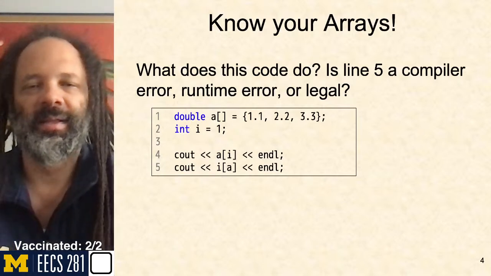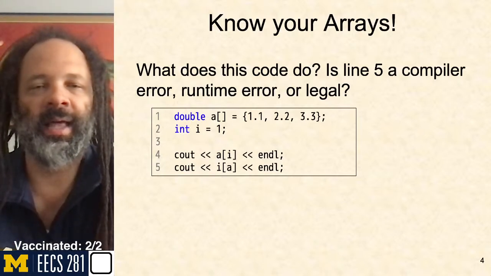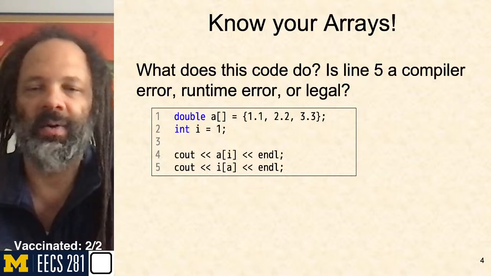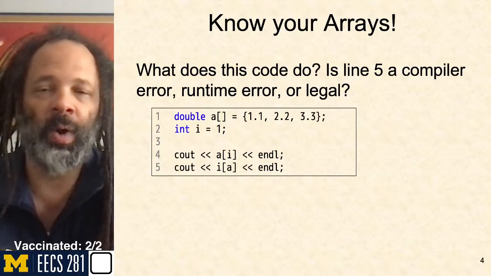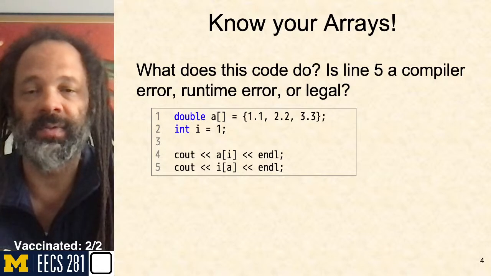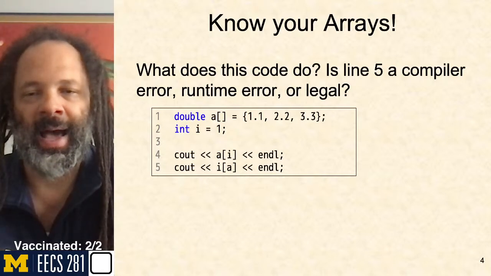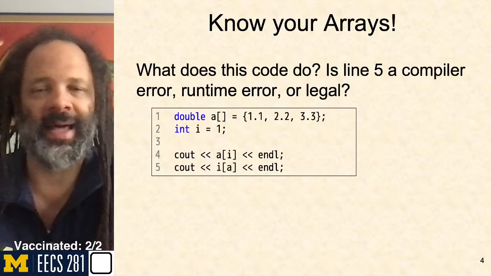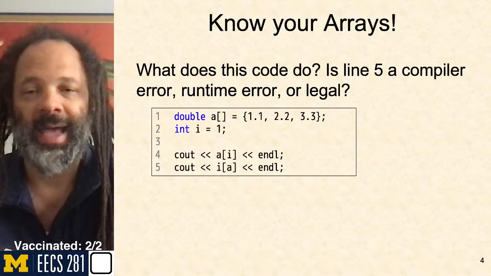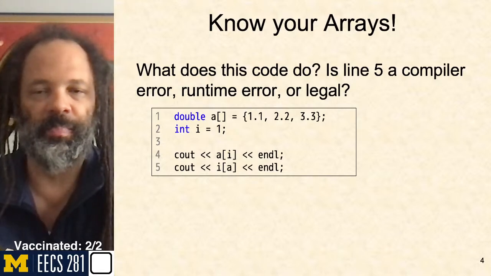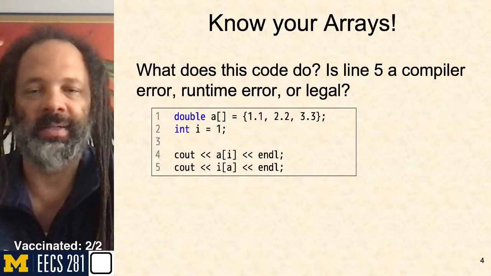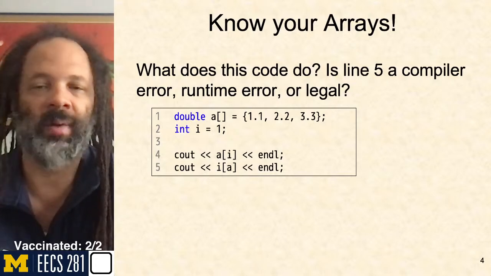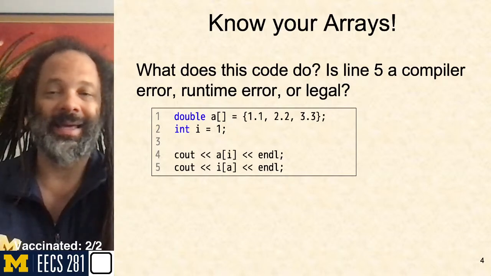Here's a fun slide. Look at what this code does. In line 5, we've got this cout of i square brackets a, endl. Then if we go back up to line 1, we see that a is just an array of doubles, and we see that i is an integer. So line 4 makes a lot of sense. We can access an array a at some integer index. But what's going on with line 5? Is that legal? Is it a compiler error? Does it give us a runtime error? What's going on there? It's i square brackets a, so it's the integer with square brackets at the array index location.